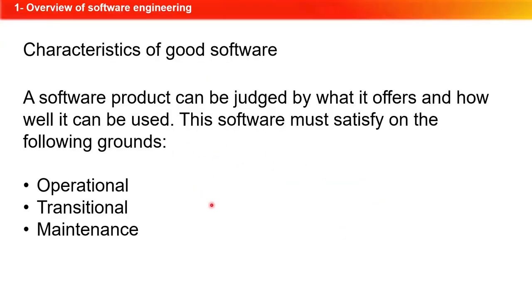The characteristics of good software. So a good software product is judged on what it delivers to the customer, to the user, and the business. The software must satisfy the following parts: operational, transitional, and it has to be maintainable.